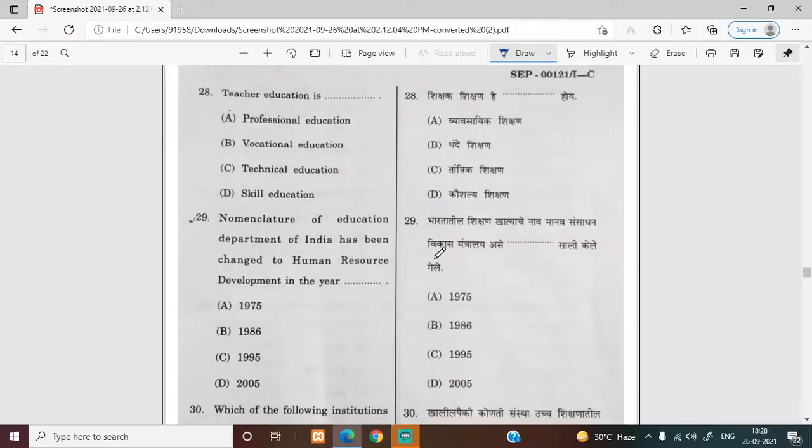Question 28. Teacher education is professional education, vocational, technical, or skill education. So teacher education is a kind of professional education, students. A is the answer. Question 29. The nomenclature of the Education Department of India was changed to Human Resource Development in the year 1975, 1986, 1995, or 2005. It was changed in 1986. B is the right answer.